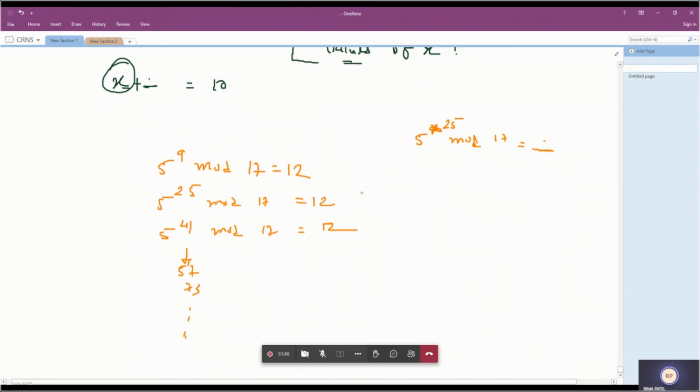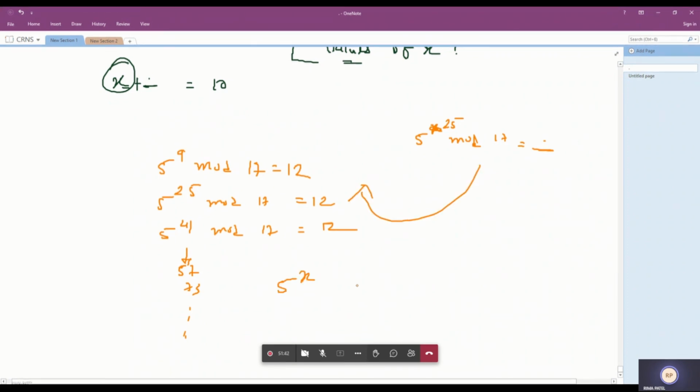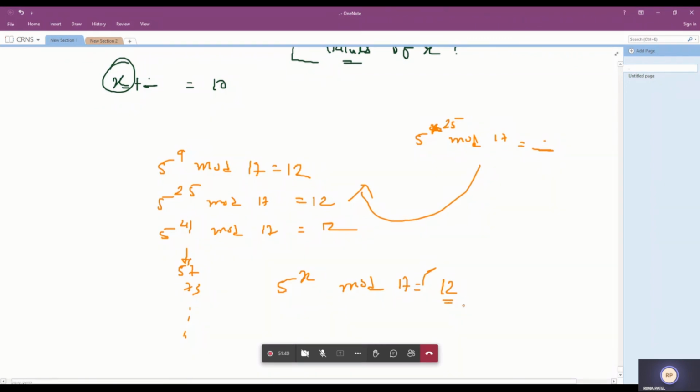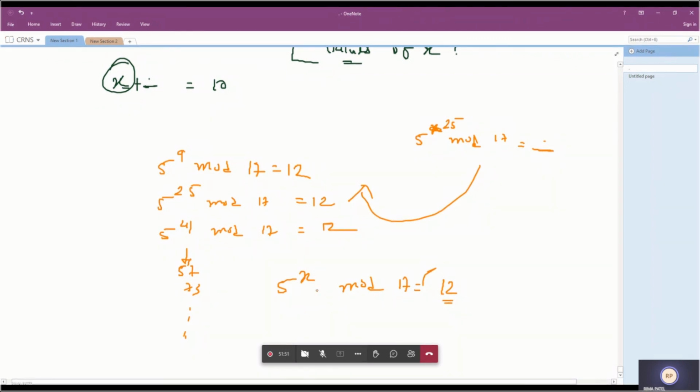But the reverse is, if I take 5 raised to x mod 17 and give you some value, say 12, on the right-hand side, then you will have multiple possible values of x, right? So this is a one-way function, we can say a trapdoor function. So trapdoor means what? See, 12 is given to you and I ask you to find the value of x, so the attacker needs to try many values. Yes or no?